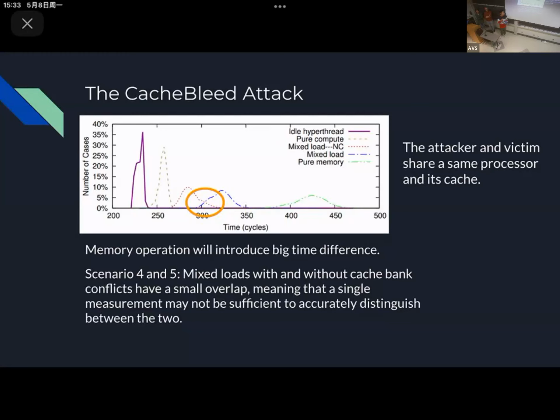But there is a very important difference between scenarios 4 and 5. Basically, these 2 scenarios both do the mixed load, but one with the cache bank conflict and one without. They found there is a small overlap between them, which means you cannot tell whether there is a cache bank conflict or not using just one single measurement, because of the small overlap. You cannot say there is a conflict. So you need to do the test many times, take the average and see the value.